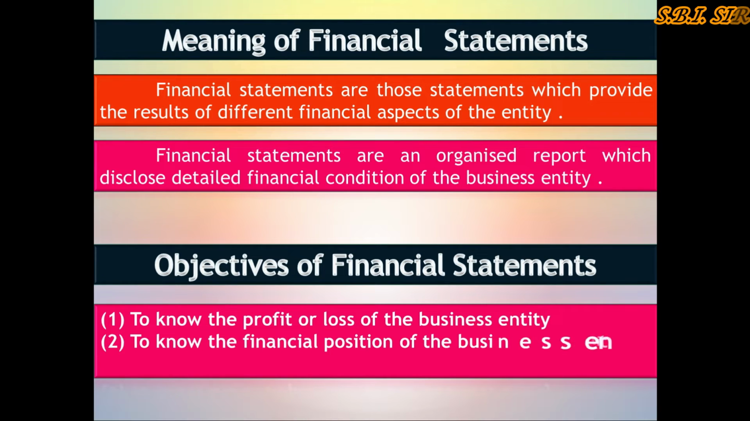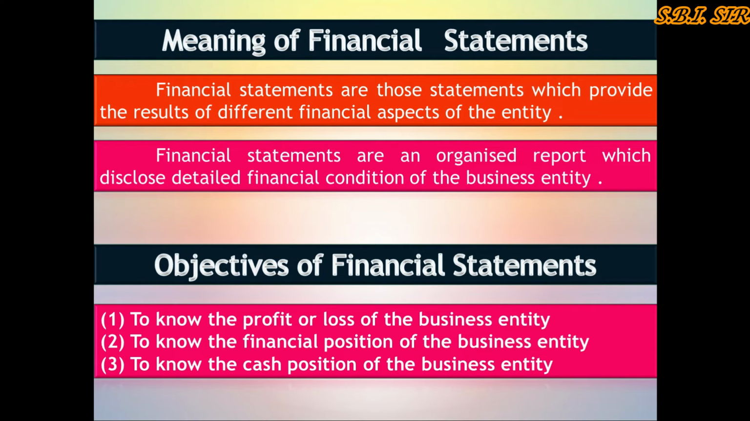Second objective is to know the financial position of the business entity. The financial position of the business entity is determined on the basis of difference of assets and liabilities. When the value of assets is more than liabilities, it is called good financial position. When the value of assets is less than liabilities, it is called weak financial position. This information is available from the prescribed statement, which is known as balance sheet. The second objective of preparation of financial statements is to know financial position.